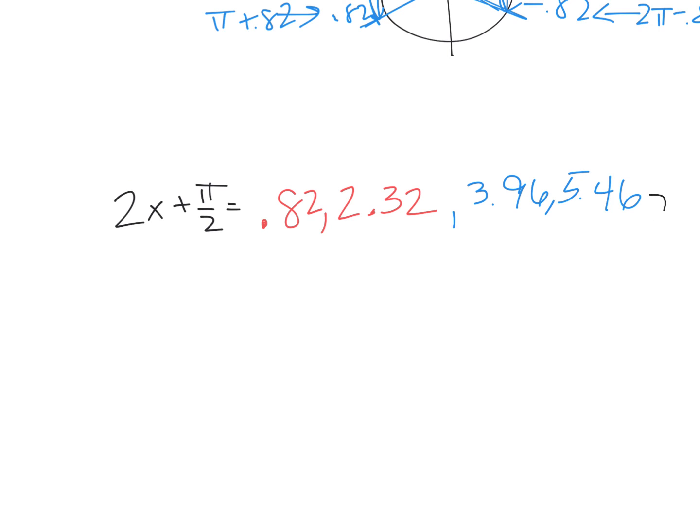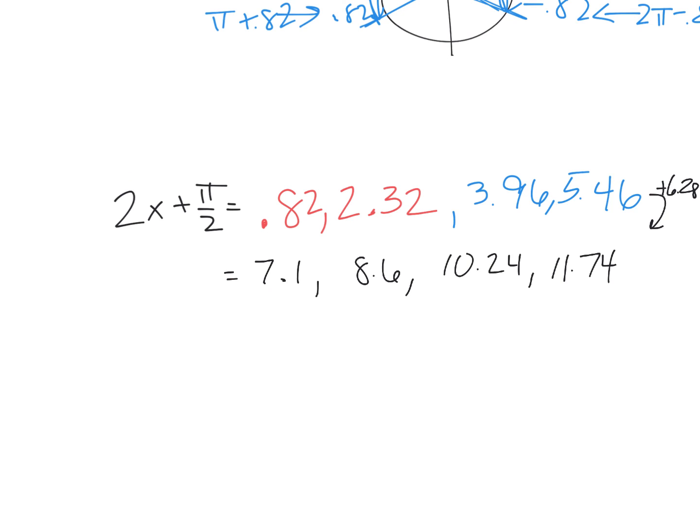I now need to take all of them and add 6.28, aka 2 pi. So my 2x plus pi over 2 is equal to these four values, plus adding 2 pi to them gets me 7.1. It gets me 8.6. It gets me 10.24. And it gets me 11.74.